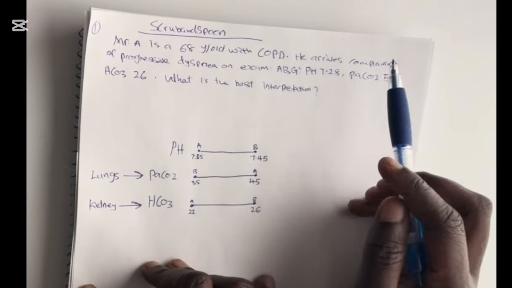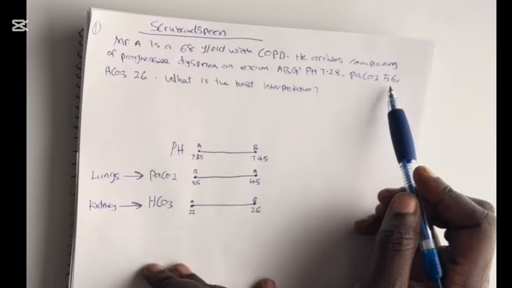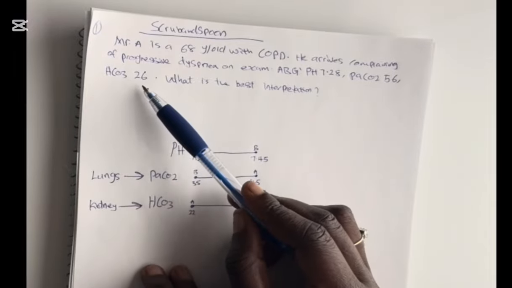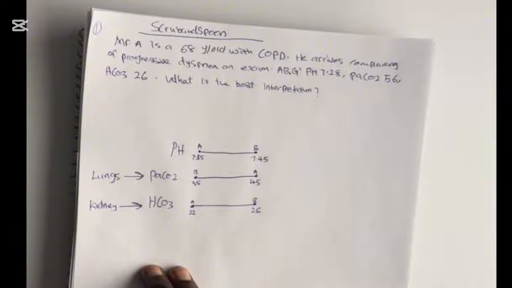Okay, now ABG: the pH is 7.28, the CO2 is 56, and the HCO3 is 26. What is the best interpretation? Now guys, listen to this explanation.